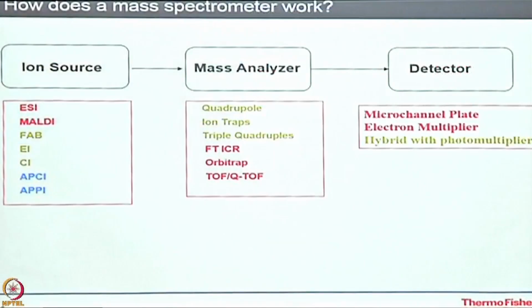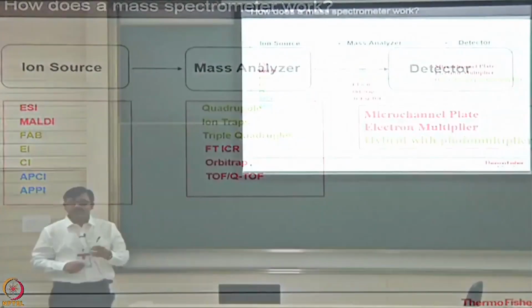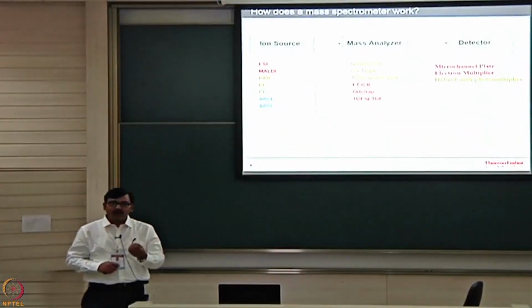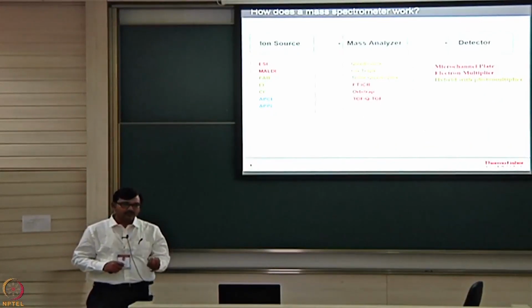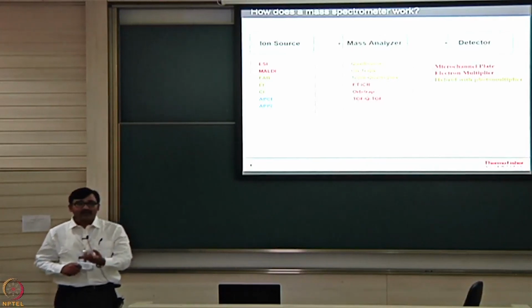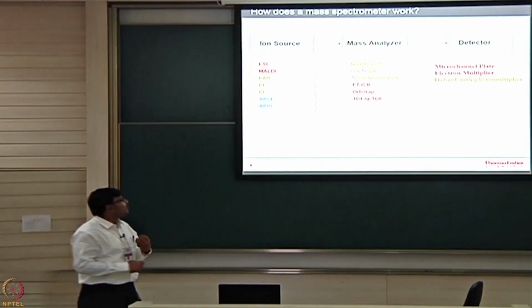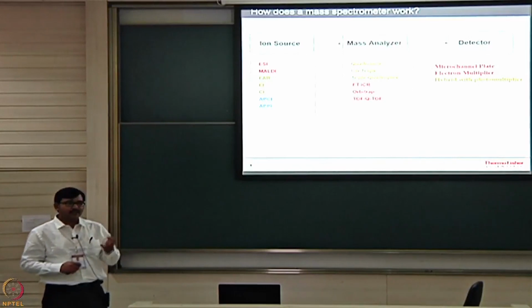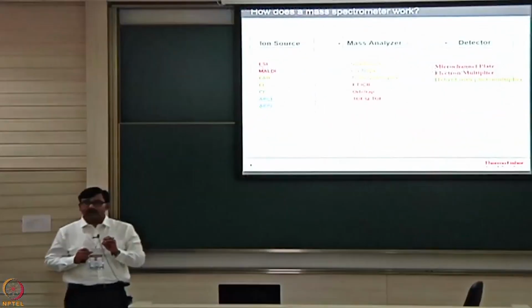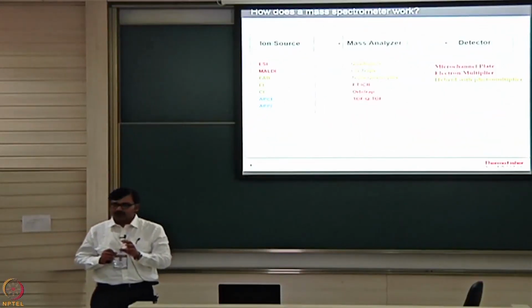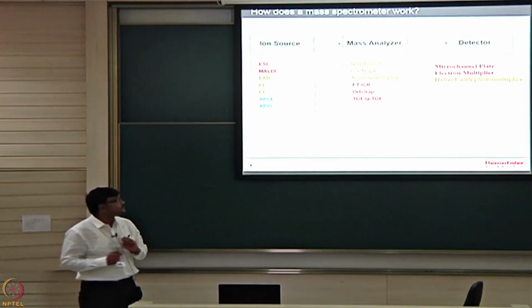The other modes of ionization, FAB, electron ionization, chemical ionization, are very hard ionizations, where when you put in your biomolecule, it will fragment in the source, so you will not get the exact mass of the molecule. So they are applicable only for small molecules like chemical compounds. And APCI and APPI, atmospheric pressure chemical ionization and photoionization, are exclusively for non-polar molecules.